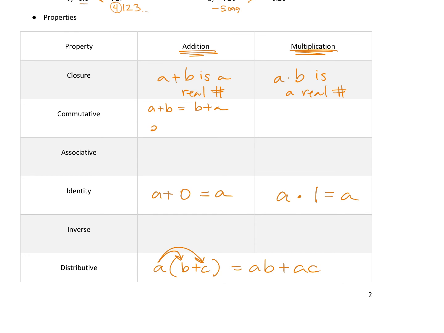You could do it with numbers. 2 plus 3 is the same as 3 plus 2. Okay. Same goes for multiplication. If I multiply A times B, it will be the same value as B times A.